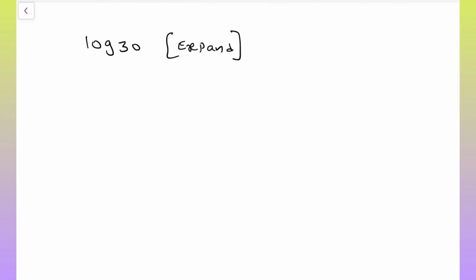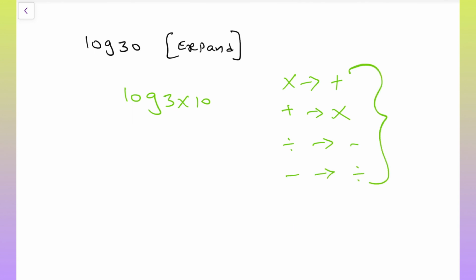Next question, expanding the logarithms, otherwise making it a single logarithm. Log 30. 30 can be written as 3 tens. In logarithms, multiplication will become plus, plus becomes multiplication, division becomes minus, minus becomes division. Just keep these 4 operations in your mind.